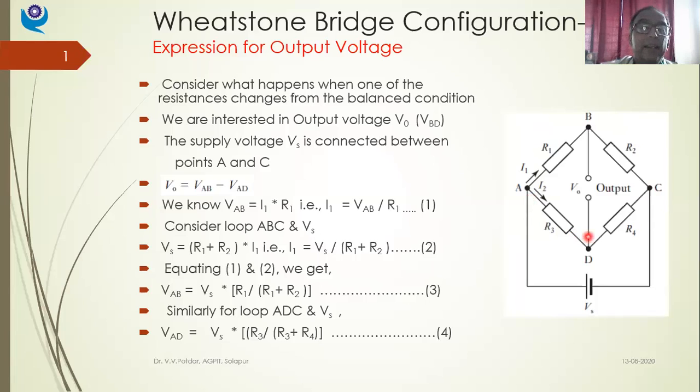Okay. Now let us see. VAB is equal to the potential drop across AB. The current flowing is I1 and the resistance is R1. So I1 R1 is VAB. Solving it for I1, what do I get? I1 is equal to VAB upon R1. This is my equation number 1.